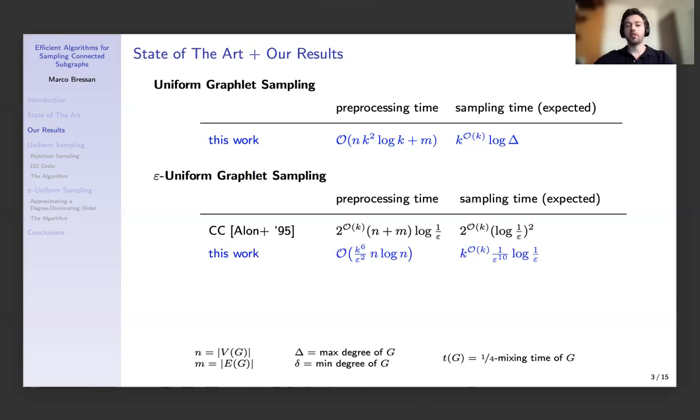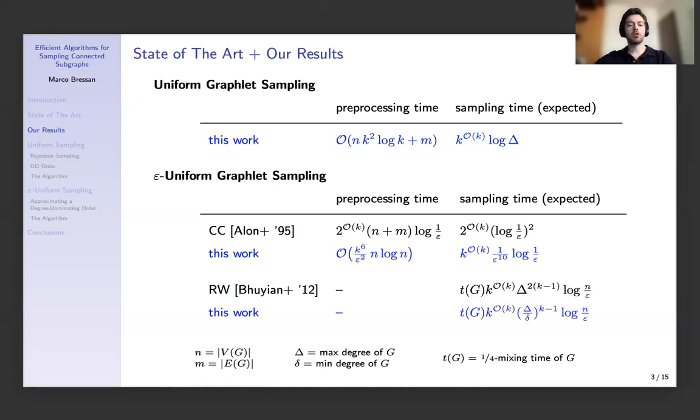For epsilon uniform graphlet sampling, we also give results, compared to the color coding algorithm that I described above. In this work, we show that the preprocessing time can be brought from being linear in the size of the graph to be in the order of n log n. So this means that if the graph G has enough edges, say it has average degree polynomial in n, we have a sublinear time algorithm for sampling epsilon uniform graphlets. And the sampling time remains constant in expectation as it was for the color coding technique.